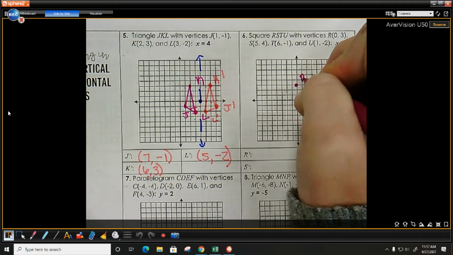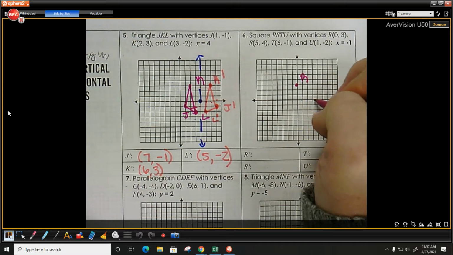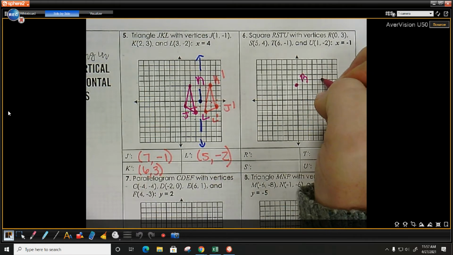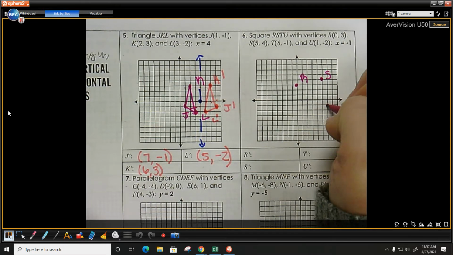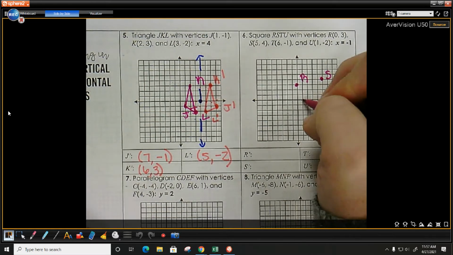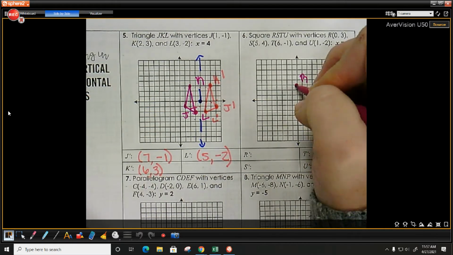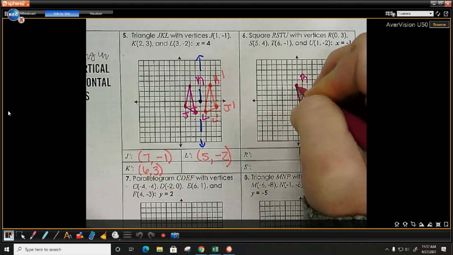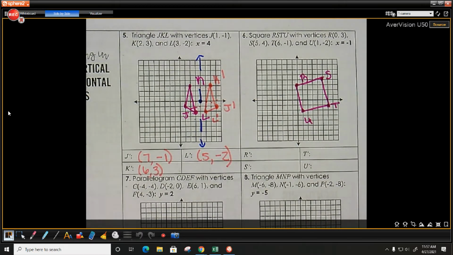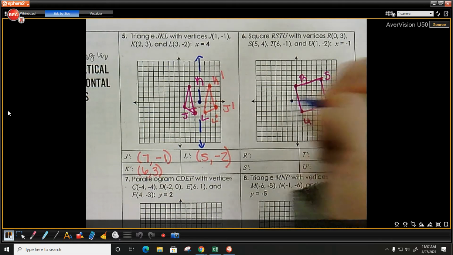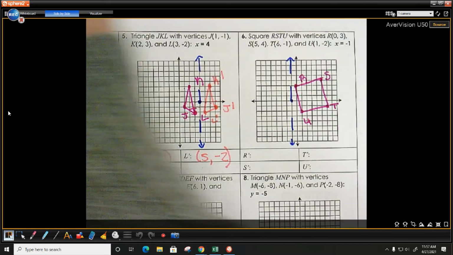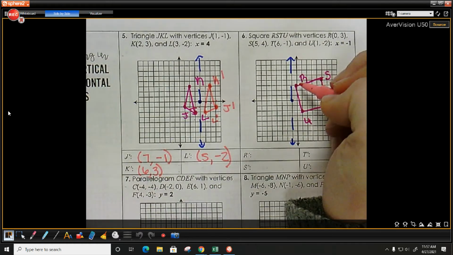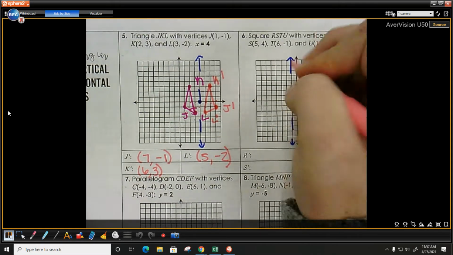R, S, T, and U. The line we are reflecting over is x equals negative 1. So I'm going to go on the x-axis, put a dot at negative 1, and since it's x equals, it's a vertical line. So how far away is R from that vertical line? So go 1 the other direction.